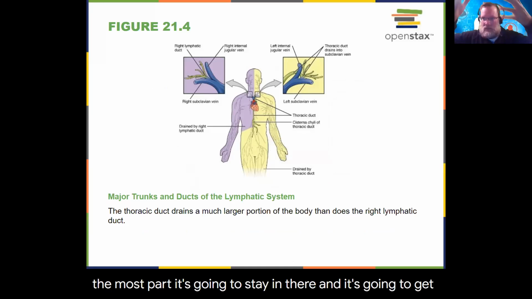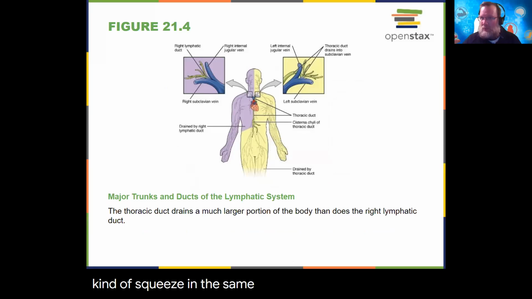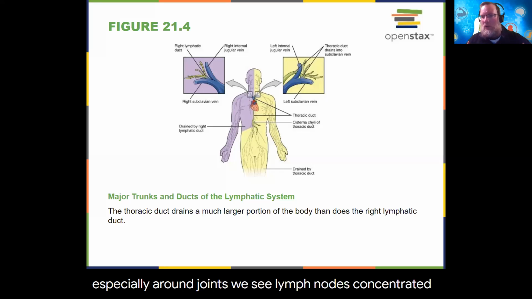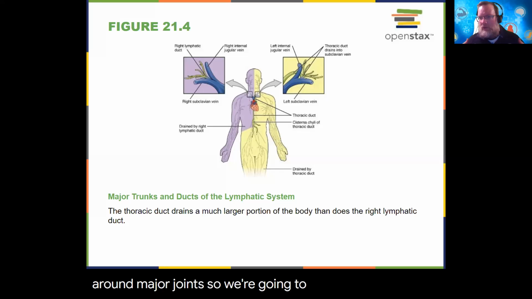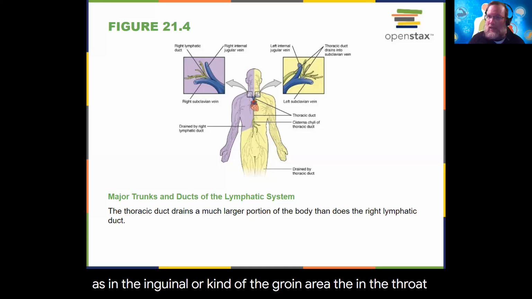Once plasma gets into the lymph vessels, for the most part, it's going to stay in there, and it's going to get squeezed in the same way venous blood does. So we see lymph vessels around muscles. We see lymph vessels really all over the place, but especially concentrated around joints. We see lymph nodes concentrated around major joints, such as the breast and axillary region, as well as the inguinal, or the groin area. And then we also see a lot of lymph nodes in the throat area, the neck area.